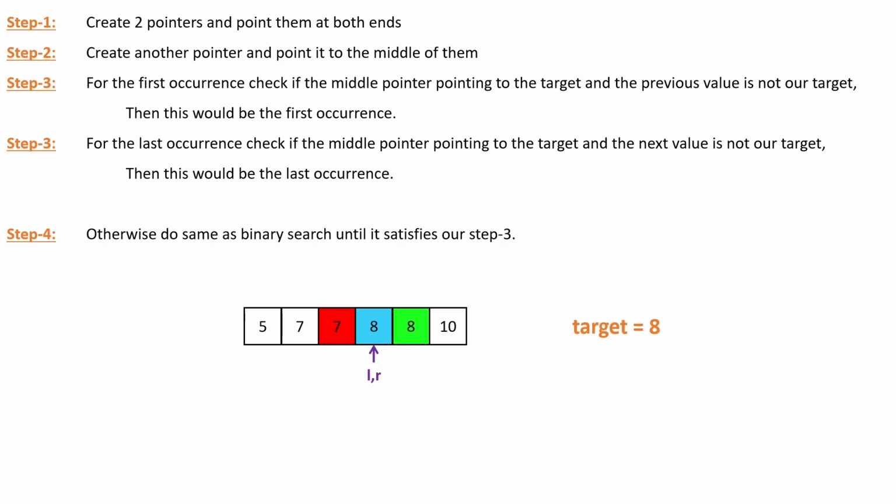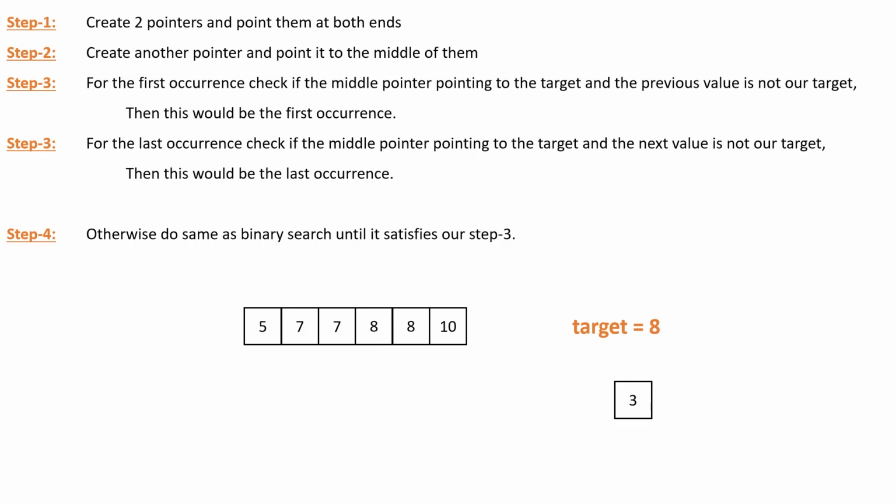So now we have to also create a middle pointer. So the middle pointer is also pointing to the same index, and the middle value 8 is our target value, and the previous value of it is not our target value. So we can say this is the first occurrence of our target value. So we can say 3 is our first occurrence of that target value for this array.